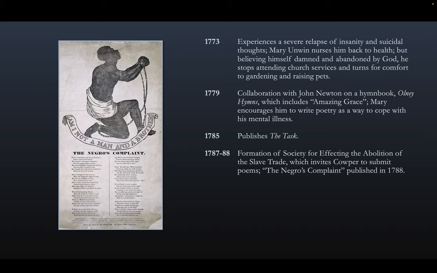In 1787, there is an abolitionist group that forms called the Society for Effecting the Abolition of the Slave Trade. Very important group, very instrumental in helping to abolish the slave trade in England, although they would not be successful at doing so during Cowper's lifetime. And they ask Cowper to submit poems supporting abolition. And the most famous of these is The Negro's Complaint, which was published in 1788. And this is a poem that would be cited by abolitionists and even by American civil rights leaders in the 1960s. Martin Luther King loved this poem and cited it several times in his speeches.